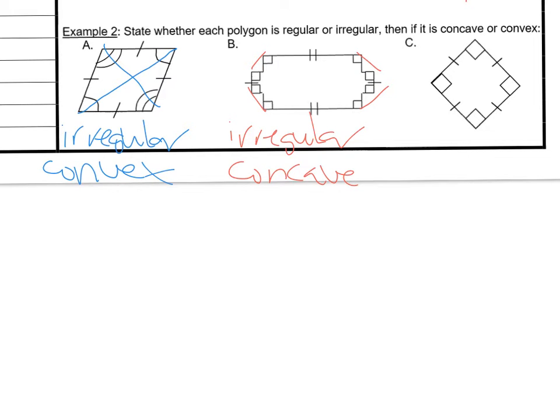In example C, it is a regular polygon. Notice by the tick marks, all the sides are congruent, and notice the arc marks, all the angles are congruent. And it is also a convex polygon. It does not cave in, and we can draw all the diagonals on the inside of the polygon.